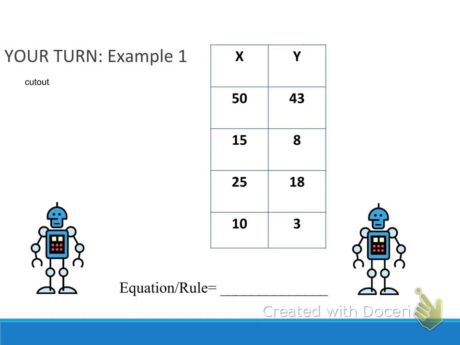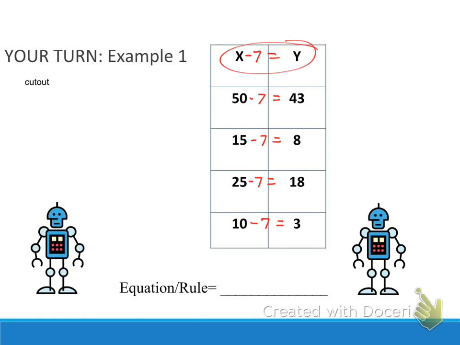So the smallest one is 10 and 3. Is there anything I can divide 10 by and get the answer 3? No. So we know it is not dividing. It is subtracting. What are we subtracting? 7. So write this. 10 minus 7 equals 3. Now let's just make sure it works. So 25 minus 7, does that give us 18? Yes. Please be writing this with me. 15 minus 7, is that 8? Yes. 50 minus 7, is that 43? Yes. So our rule is x minus 7 equals y.